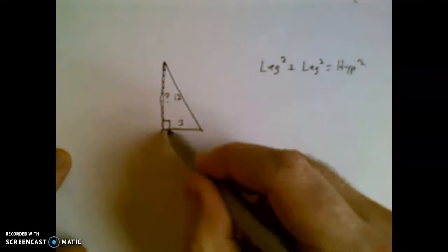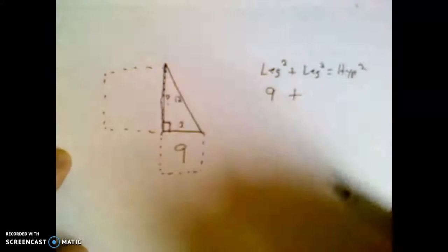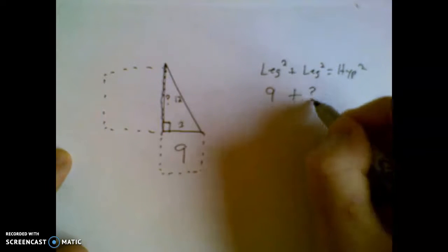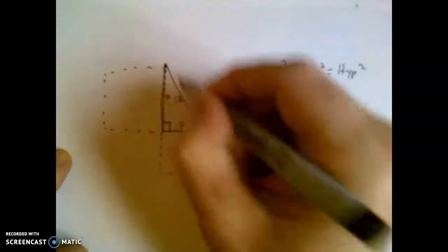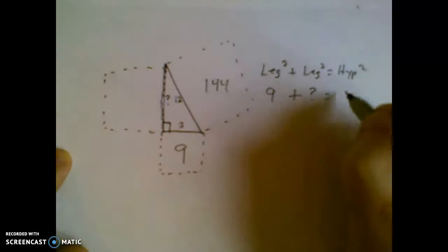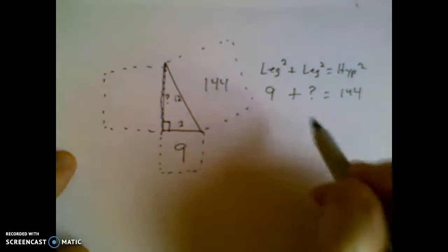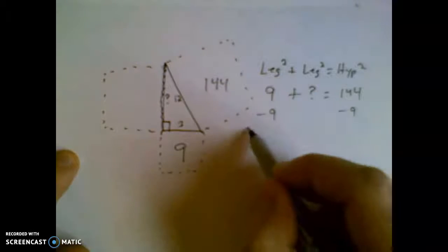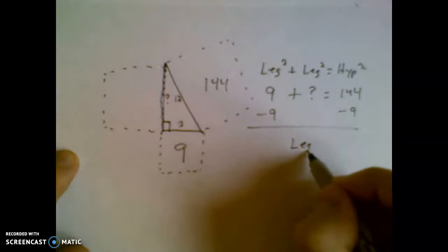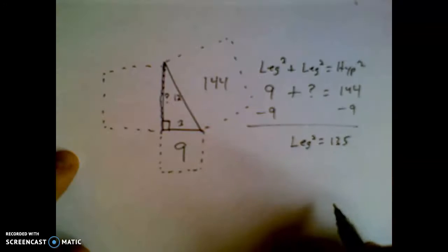So one of my legs I know is 3 units, which means the area of its square is going to be 9. The other leg is a mystery right now, so I'm not sure how big its area will be at this point. And the hypotenuse is 12, and if I square that, 12 times 12 is 144. So we're trying to figure out 9 plus what gives us 144. And of course, to do that, you just subtract 9 from both sides. So I end up with leg squared equals, and 144 minus 9 is 135.